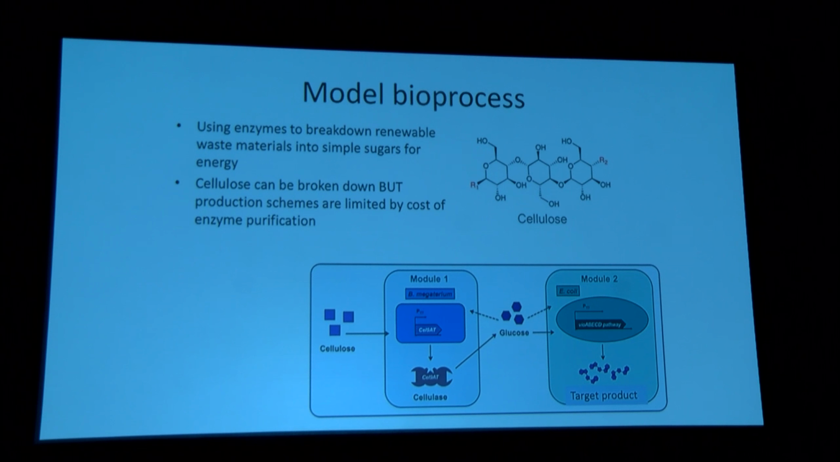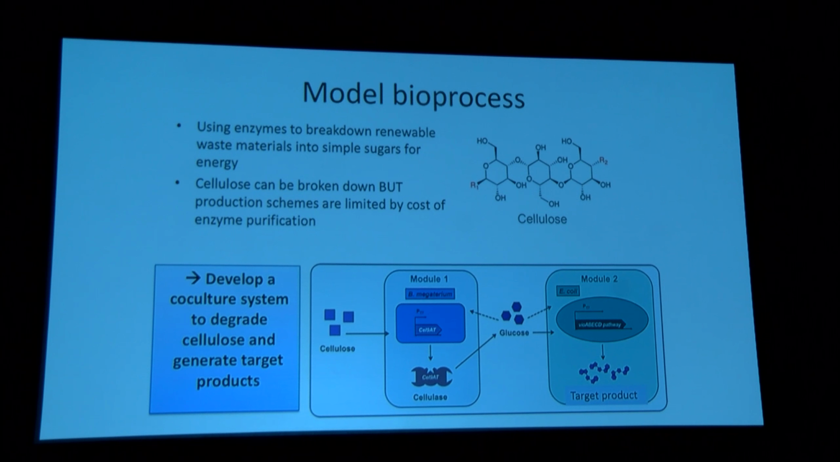And we've been working to engineer Bacillus to secrete large amounts of protein. And then, of course, E. coli can be our workhorse, can take up those freed sugars and produce a target molecule of interest, whether this is a fuel, an anti-cancer compound, et cetera.